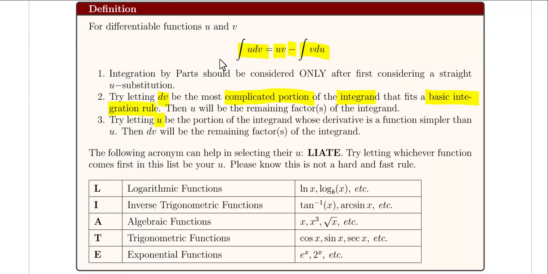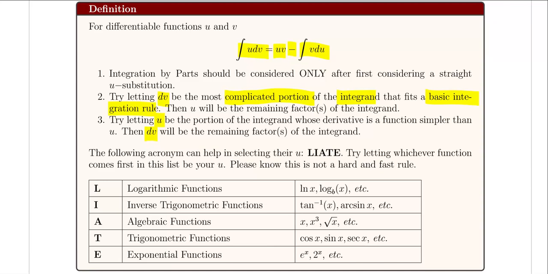Now, what I mean by this here is, let's say that we had a polynomial, I don't know, x cubed. Well, the derivative of x cubed is 3x squared, which is something simpler than the cubic. Now, if that's the case, then dv will be the remaining factors of the integrand.